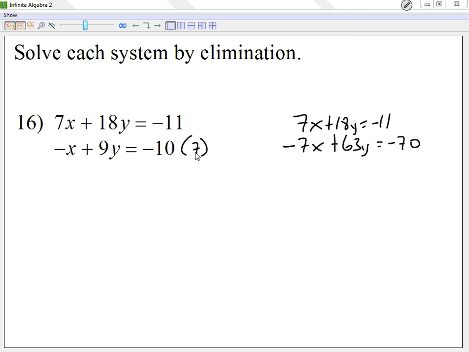The reason why I multiplied it by 7 is I wanted my x's to cancel out. If I wanted the y's to cancel out, I would have multiplied by negative 2.